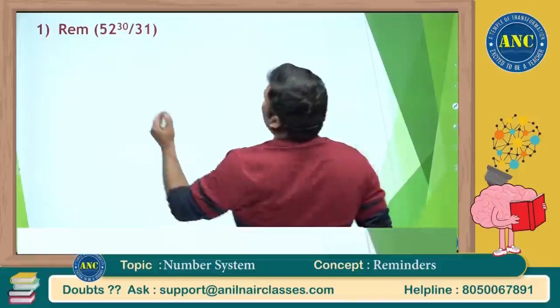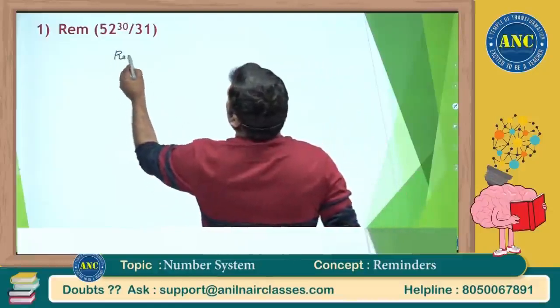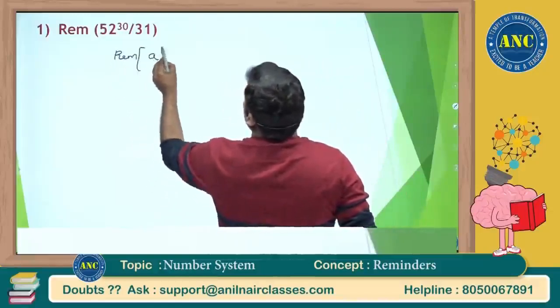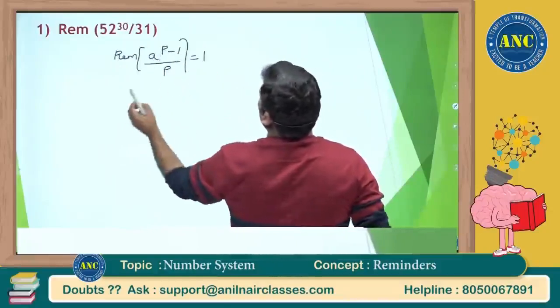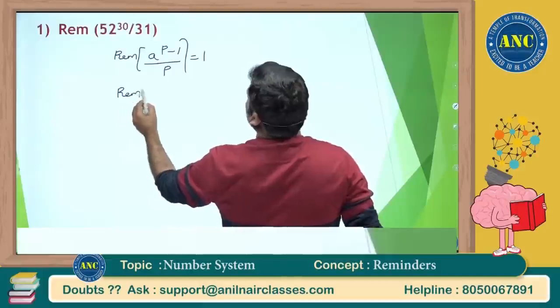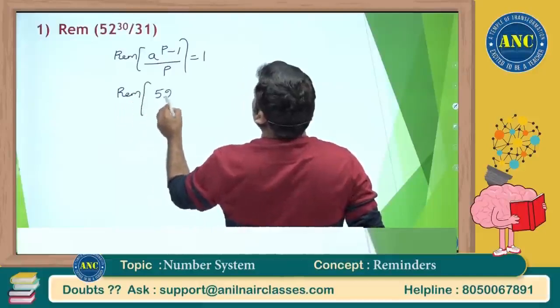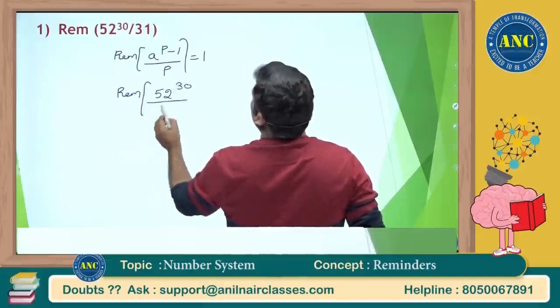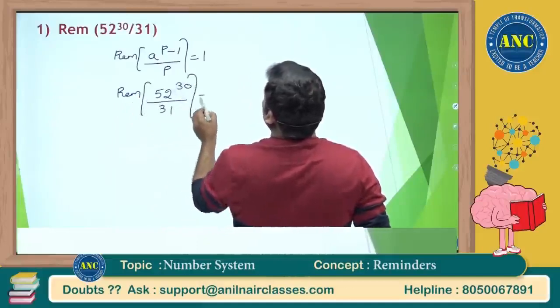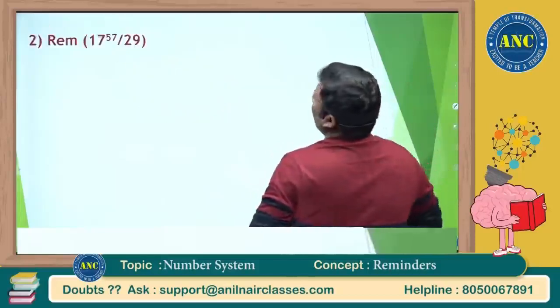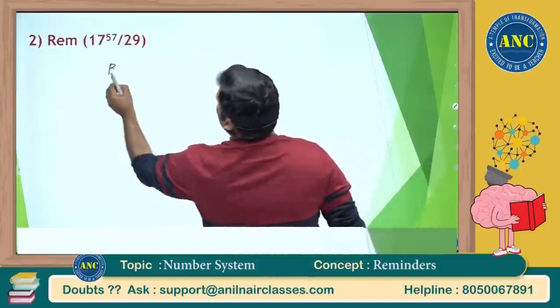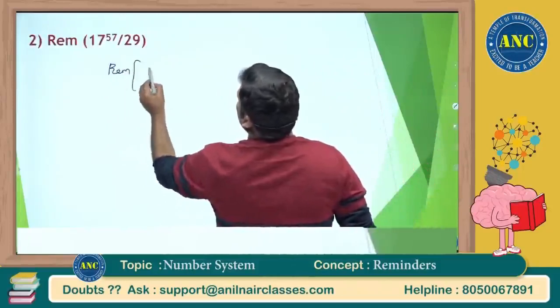This one. Remainder of 52 power 30. So a power p minus 1 divided by p is nothing but 1. 31 is a prime number. So the answer for 52 power 30 divided by 31 is nothing but 1, based on the Fermat's theorem application. Already we did the basic introductory problems.